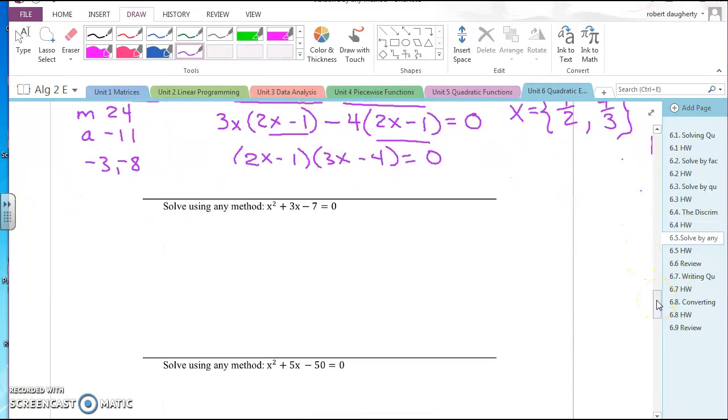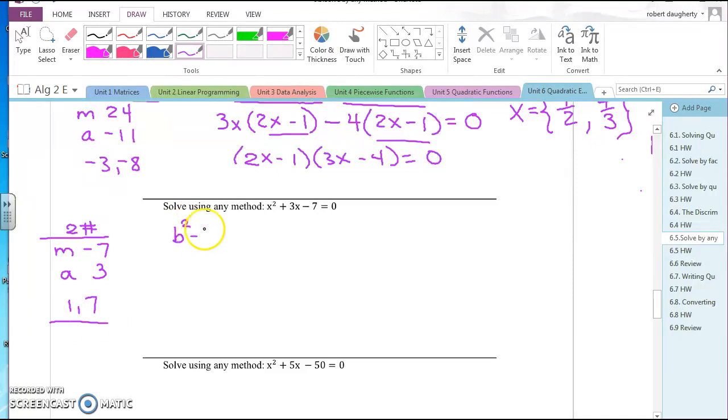And this one, so again, I could try to factor it. So are there two numbers that multiply to give you a negative 7 and add to give you a positive 3? Okay, in this case, the only factors of 7 are 1 and 7. So there is no way to add or subtract or anything with those numbers to get a 3. So I know factoring is not going to work. So I'm going to need to go to quadratic formula.